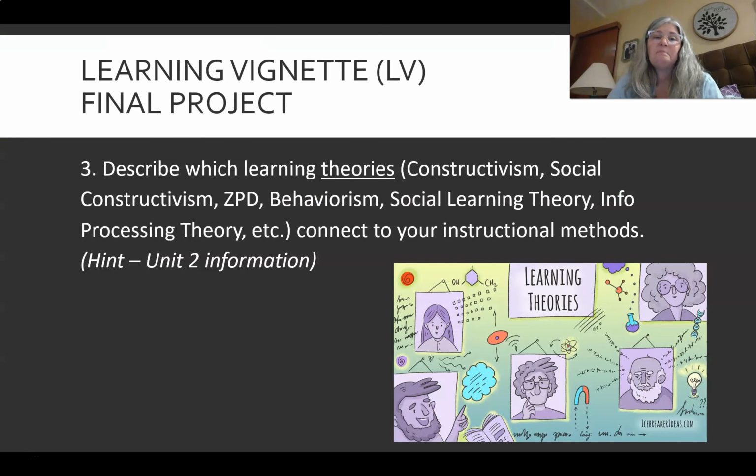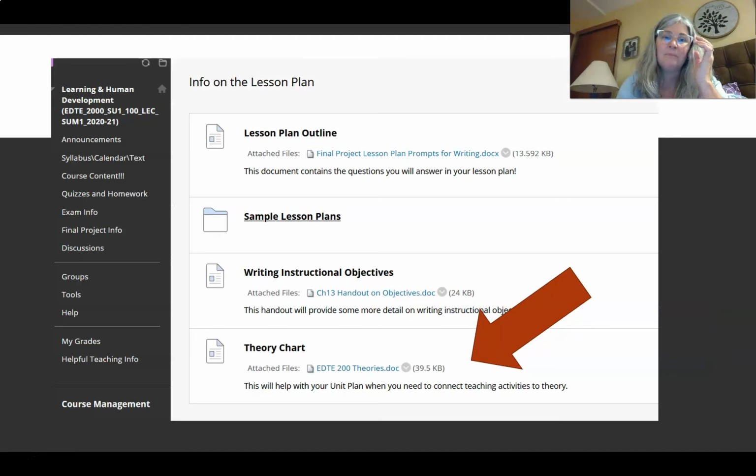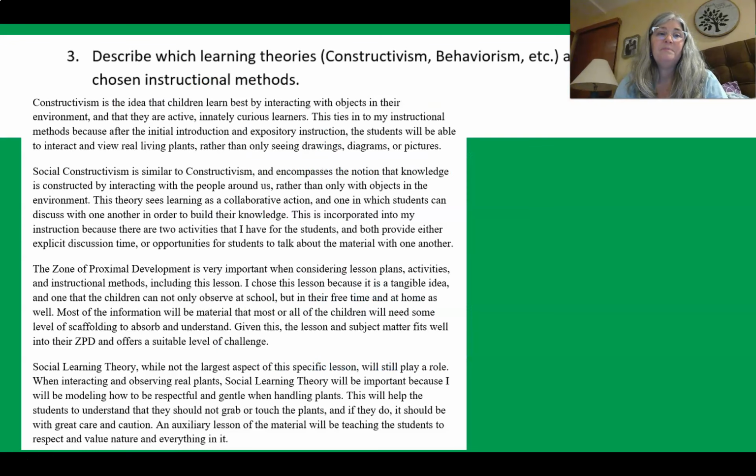Question 3. Describe which learning theories connect to your instructional methods. So now we're talking about Unit 2. Okay, Unit 2 is all of our learning theories. Now in Blackboard, I do have a document there called Theory Chart that goes through all of our theories and helps to connect them to instructional strategies.